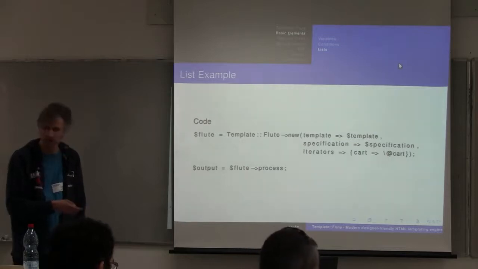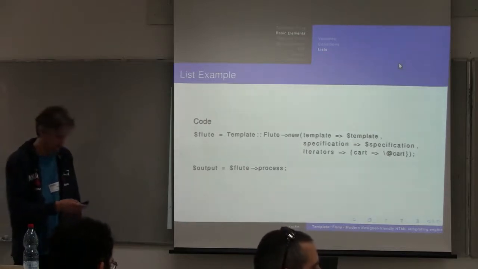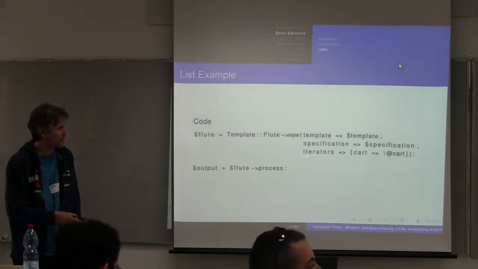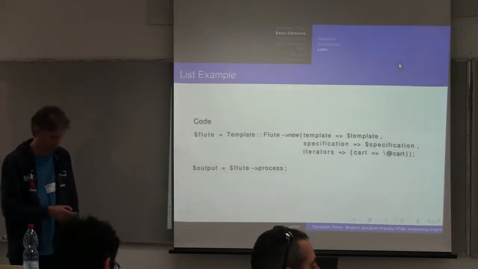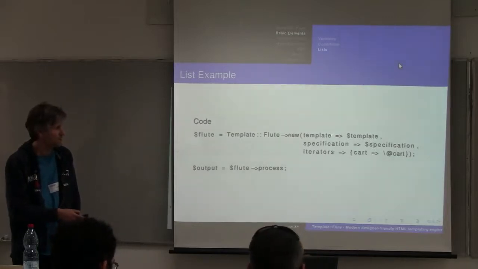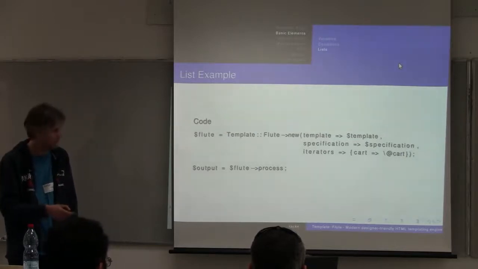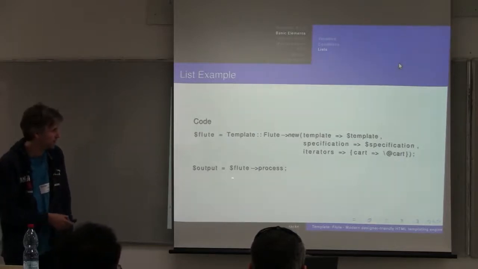So if you instantiate, you give it a template, specification, and then in this case the iterator. So in this case the template is just a string, and the specification plus a string. You can also say template file equals file name, specification file, and so on. And the next step you can process this template, and here you get the output.